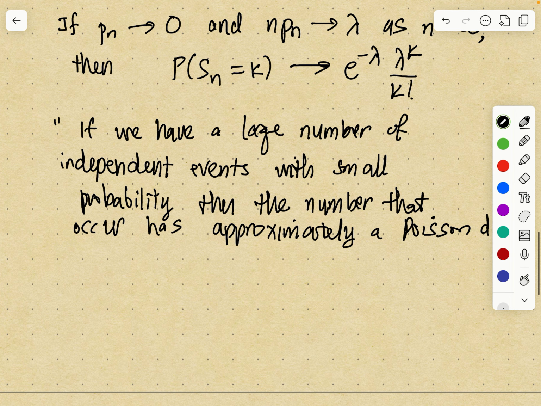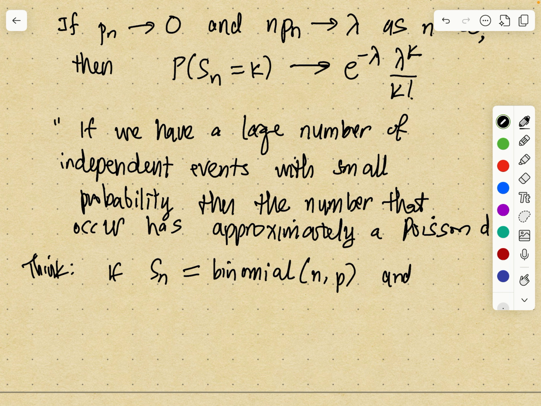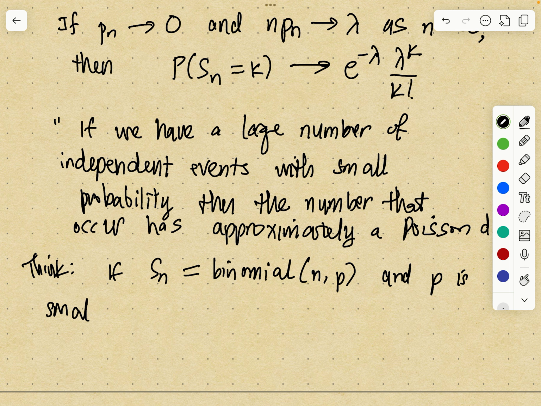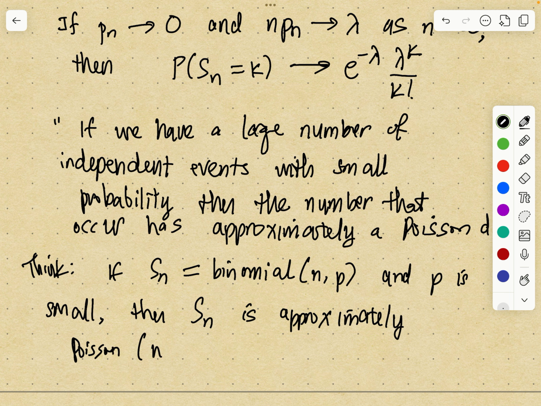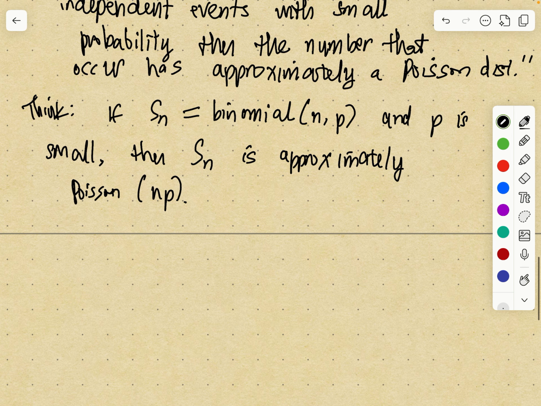Or another way of thinking about this is, if Sn has a binomial distribution with parameters n and p, and p is small, then Sn is approximately Poisson with parameter np. Let's do an example of applying this theorem before we get to a proof.